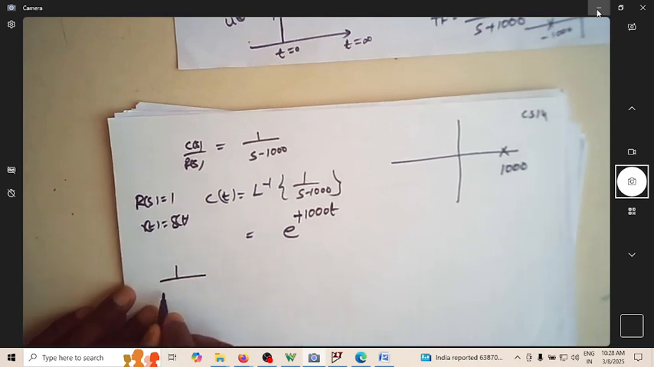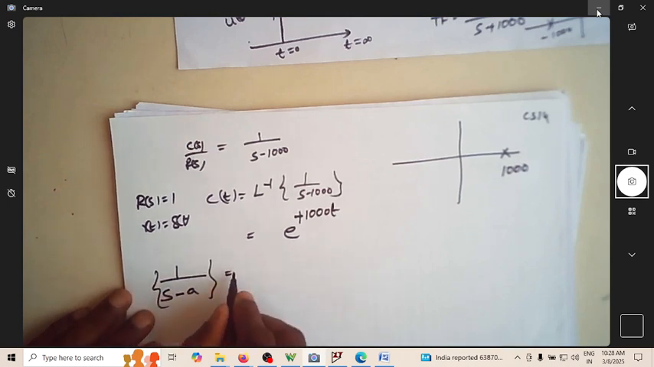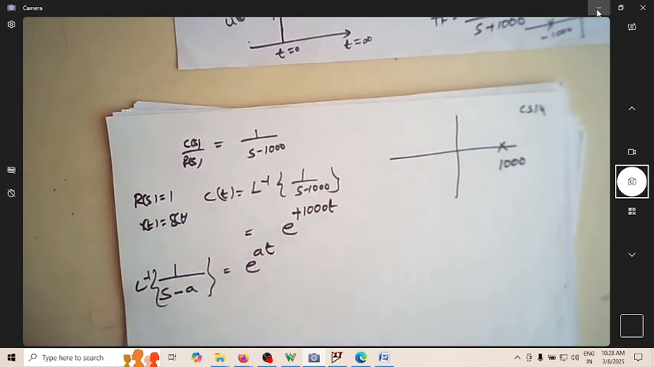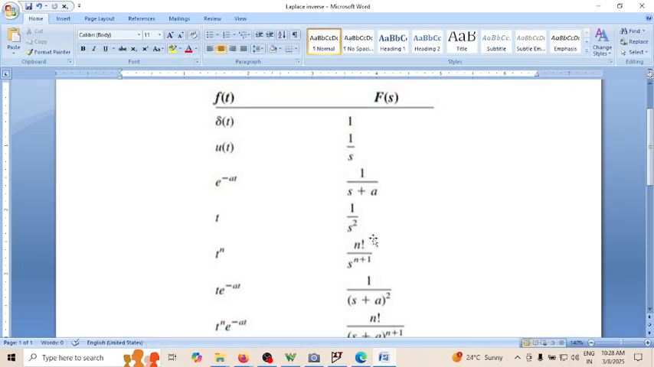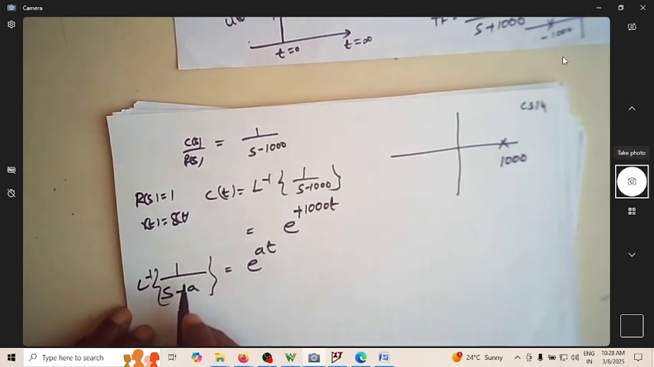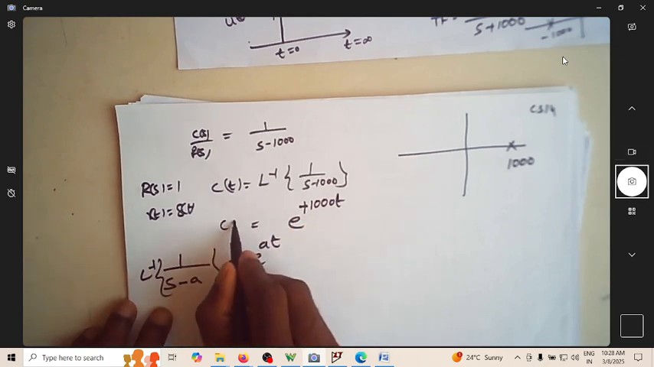So we know that Laplace inverse of 1 over s minus a is nothing but e power at. Can you see here? Just have a look at this. If this is s minus a, then this is e power at. So what does that e power plus at indicate? How does the response of this look like? This is what is c(t).